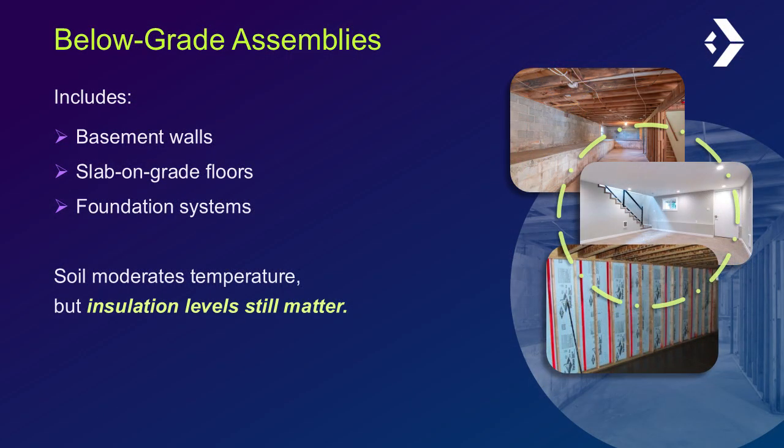Below-grade assemblies, things like basement walls, slab-on-grade floors, and foundation systems behave differently than above-grade surfaces. While it's true the surrounding soil moderates temperature, insulation levels still matter below grade. It's important to document whether the basement walls are insulated, where the insulation is located, and how continuous it is.